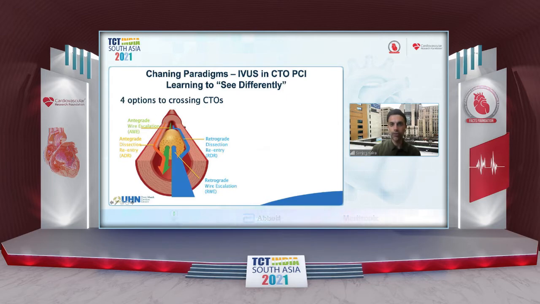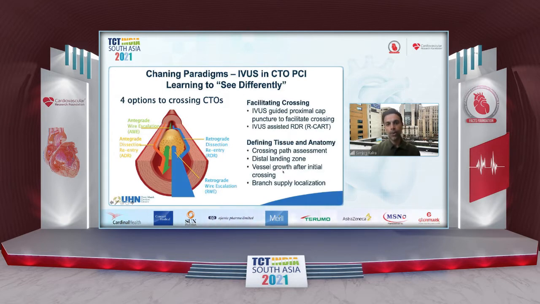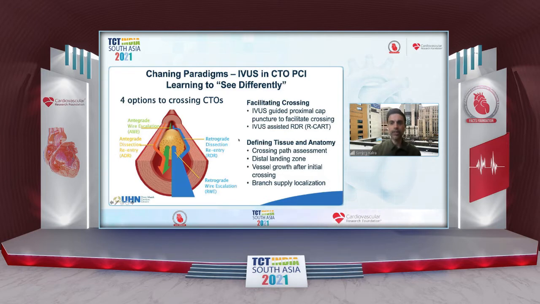But these are the four fundamental pathways that we use to cross CTOs: either retrograde through the wall, antigrade through the wall, most commonly antigrade through the plaque, and most rarely retrograde through the plaque. But when we think about how we can use IBIS to facilitate these processes, we think about dividing them into facilitating crossing and then defining the tissue, the anatomy, and exactly where we are with our gear. And so I'll present a few cases here and we'll see if we can illustrate those things.